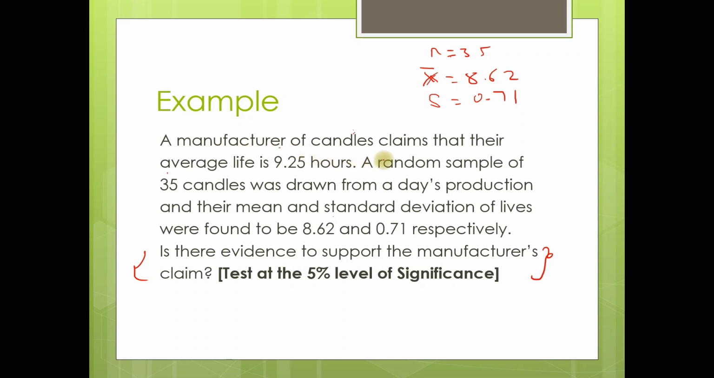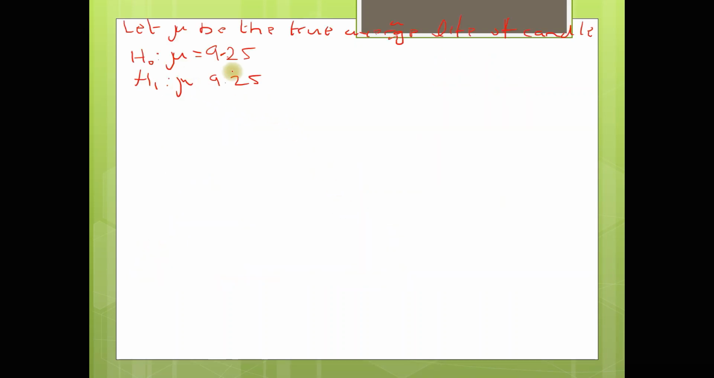The manufacturer Kendall claims that the average life is 9.25. This is what he claims, the evidence to support the manufacturer's claim. So it is 9.25, so the null is already set. So what is the alternative, a fallback? If it is not 9.25, obviously you need to understand that it is not equal to.